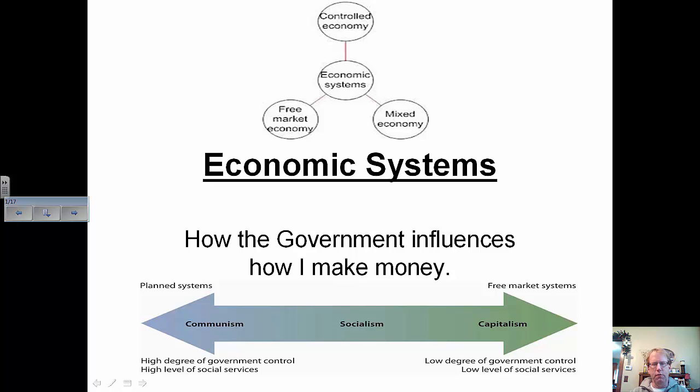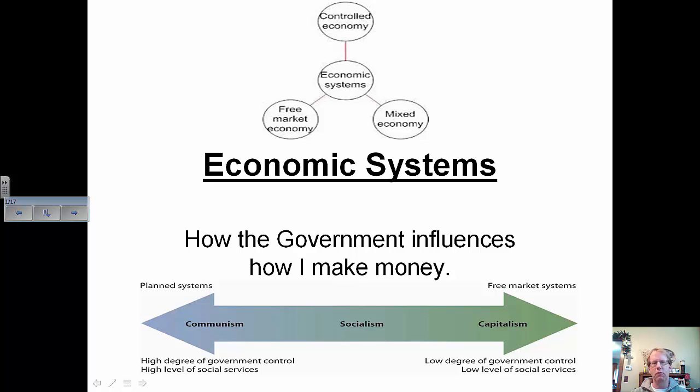We learned about different economic goals today in class, but now we're going to go into how those goals influence the type of economic system a country, or a nation, or a group chooses to run its economy. So in this case, it's how government influences how I make money. That's why economic systems are kind of important.